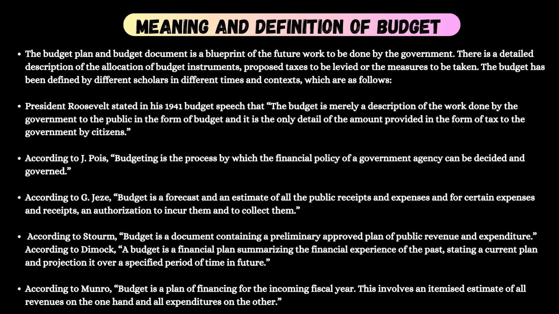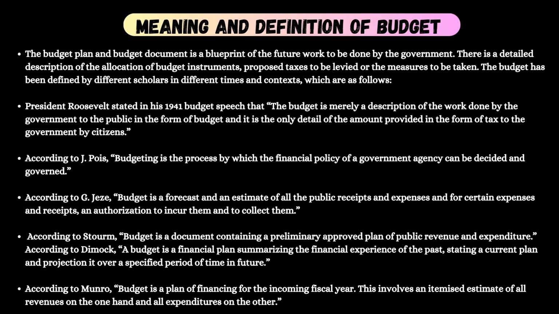President Roosevelt stated in his 1941 budget speech that the budget is merely a description of the work done by the government to the public in the form of budget, and it is the only detail of the amount provided in the form of tax to the government by citizens. According to J. Boyce, budgeting is the process by which the financial policy of a government agency can be decided and governed. According to G. Jeze, budget is a forecast and an estimate of all the public receipts and expenses, and for certain expenses and receipts, an authorization to incur them and to collect them.